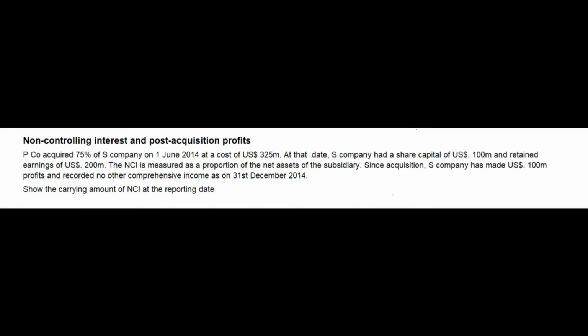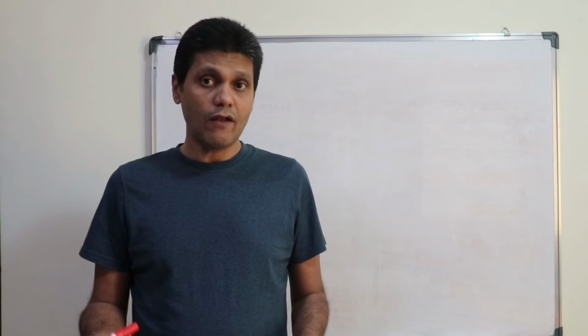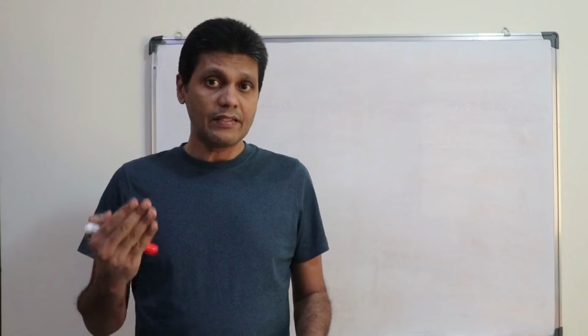P company acquired 75% of S company on 1st June 2014 at a cost of $325 million. At that date, S company had a share capital of $100 million and retained earnings of $200 million. The NCI is measured as a proportion of the net assets of the subsidiary. Since acquisition, S company has made 100 million profits and recorded no other comprehensive income as on 31st December 2014. So you are required to calculate the non-controlling interest at reporting date. So what is required? You need to calculate the non-controlling interest at the reporting date.